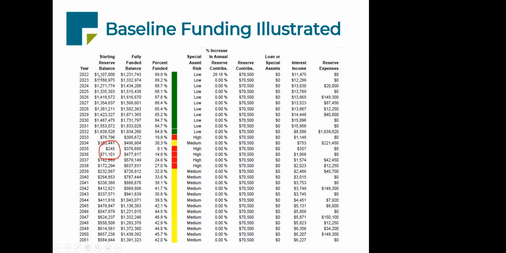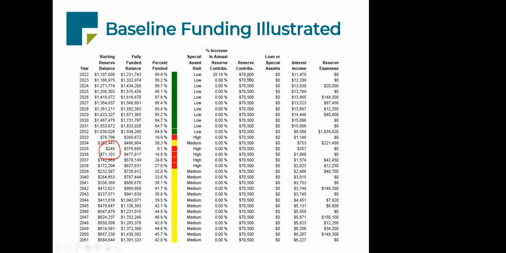Right, so we're starting at about 1.1 million in the bank, comparing that to their fully funded balance of a little over 1.2 million. This community would be about 90% funded. Okay, very strong position to be in. But now, because we're baseline funding, the next step in this model is to figure out how much we need to contribute to reserves to meet these expenses and keep cash above zero. Okay, so we can do this with a spreadsheet very quickly.